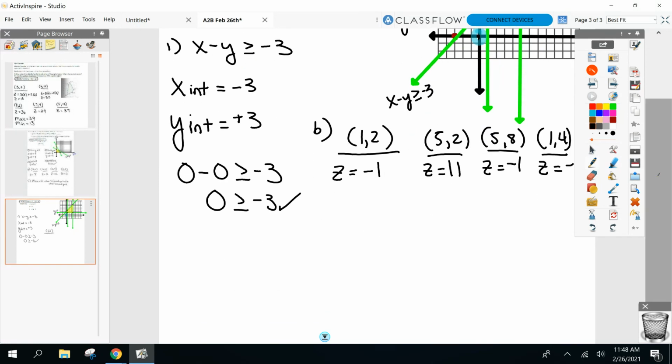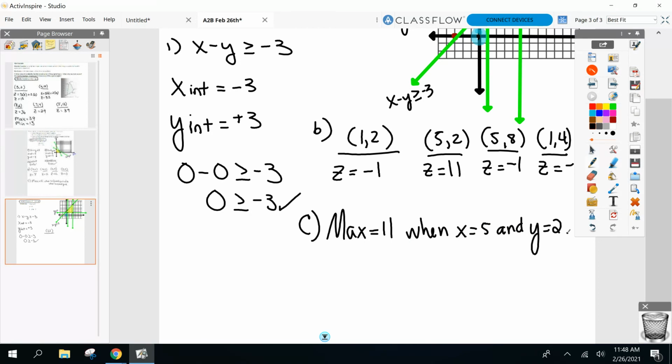So same question for part C. What's the maximum value and what X and Y gave it to you? Pretty easy here to find the max value. The max equals 11 for what XY pair? When X equals 5 and Y equals 2. All right, guys, questions?